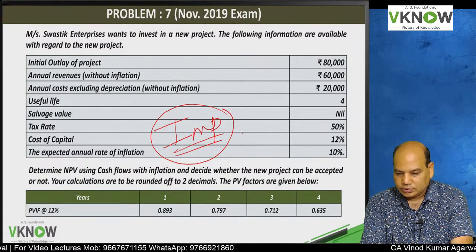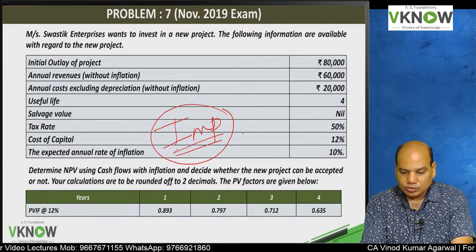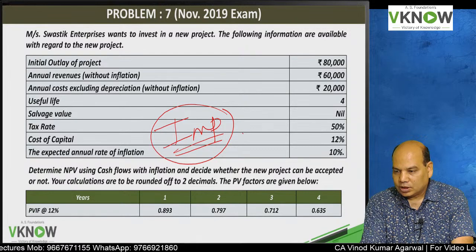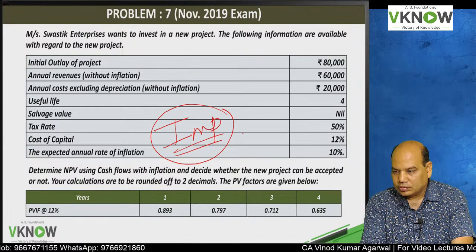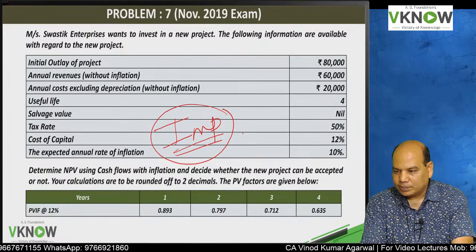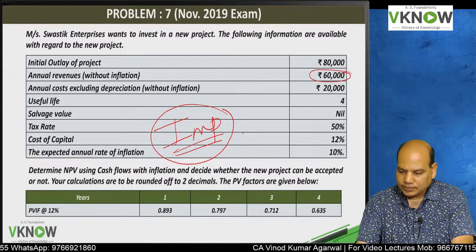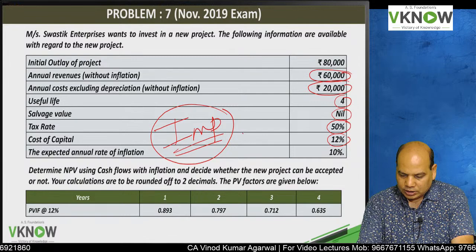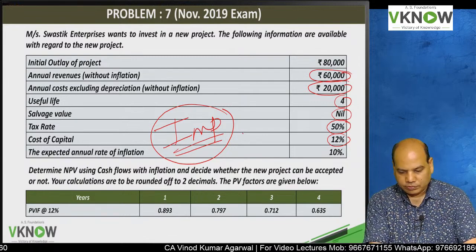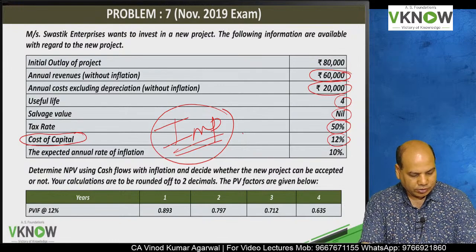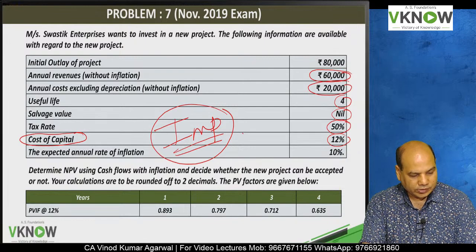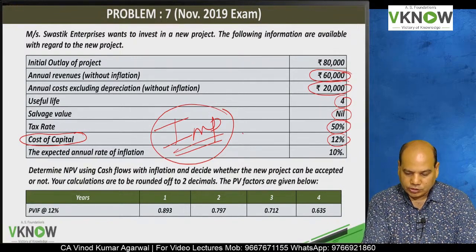Initial outlay 80,000, annual revenue without inflation 60,000, annual cost excluding inflation, that is excluding depreciation and without inflation. So these are real. Useful life 4 years, salvage value 0, tax rate is given 50%, cost of capital is 12%, and there is a small problem. They have not mentioned whether this cost of capital is real or nominal. Is it right? So we will assume nominal.